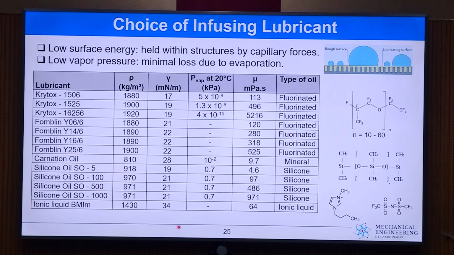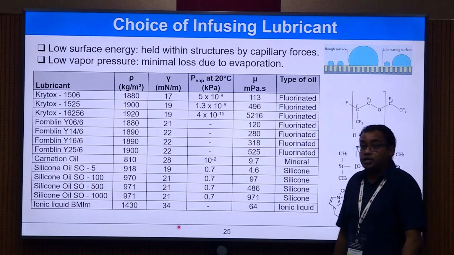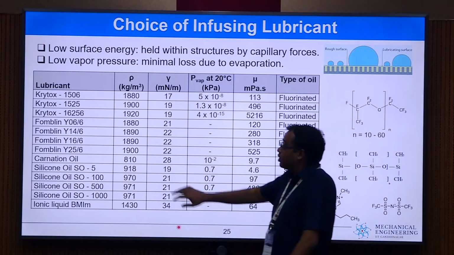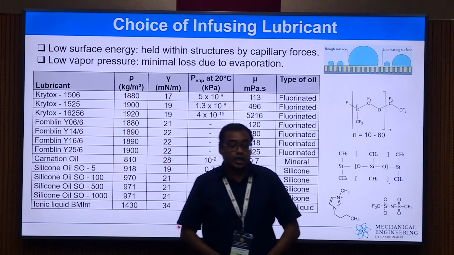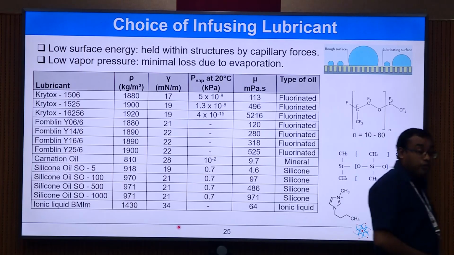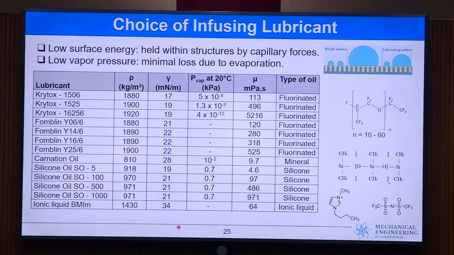However, before going into that, we did try a lot of different lubricants or infusing oils. So Krytox and Fomblin, what you see over here, are proprietary names of perfluorinated oils. You can see the structure over here. Whereas we also tried different viscosities of silicone oils as well as mineral oil and ionic oil as different lubricants that can be preferred.